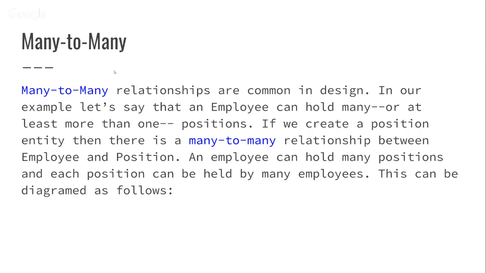All right. So many-to-many relationships are really common. If an employee could hold many positions, if we create a position entity, one employee can have many positions. Each position can have many employees. So that's a many-to-many. Another one that's real common is one class can have many students, and each student can have many classes. Does that make sense? Many-to-many are really common.